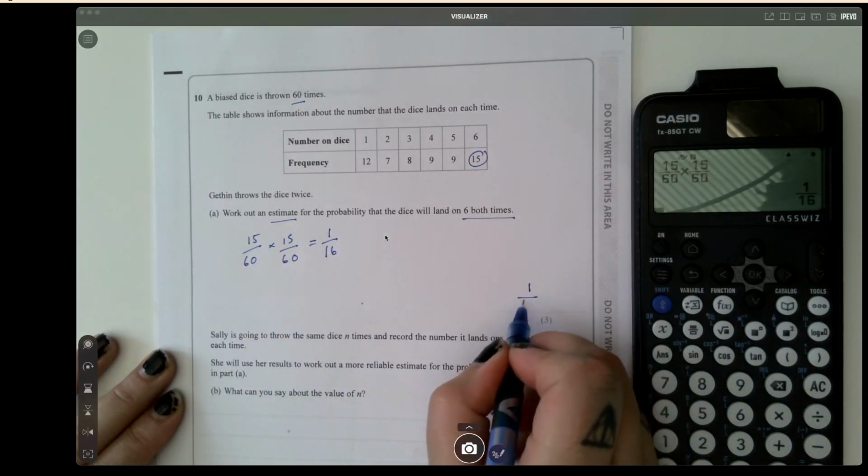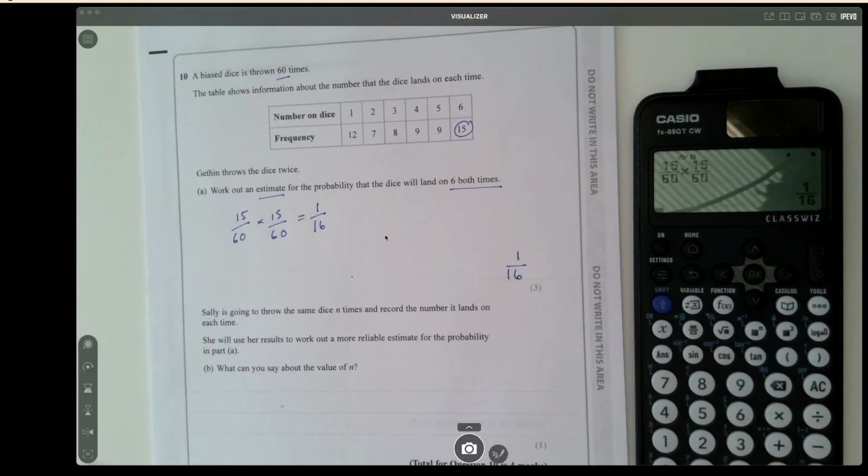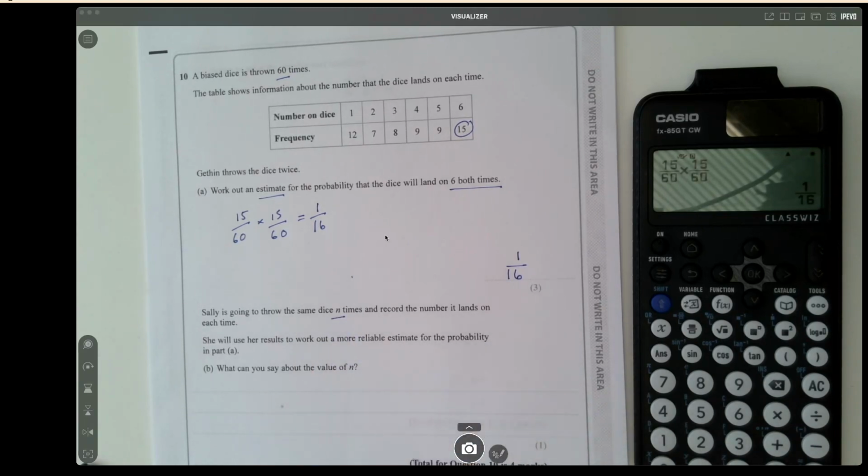So we're going to stick that on our answer line. Sally is going to throw the same dice n times and record the number it lands on each time. She will use her results to work out a more reliable estimate for the probability in part A. What can you say about the value of n?